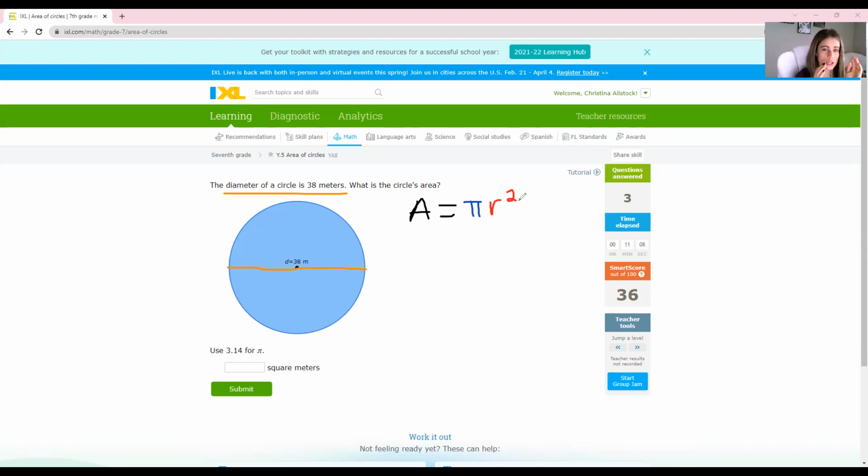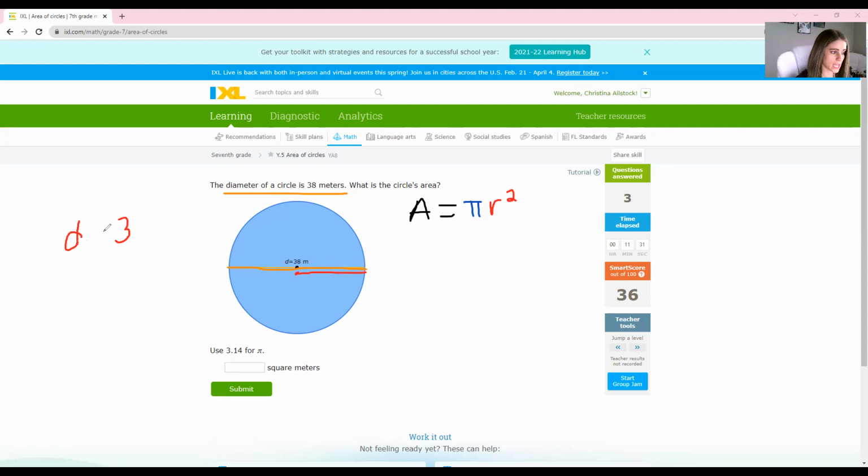What's the relationship between diameter and radius again? Radius is only from the center to one edge. So radius is half of your diameter. So if we're given diameter, in order to find radius, we can cut it in half. We can divide it by 2.